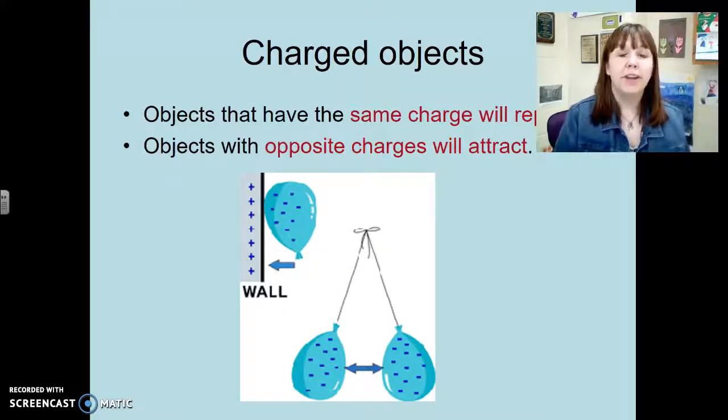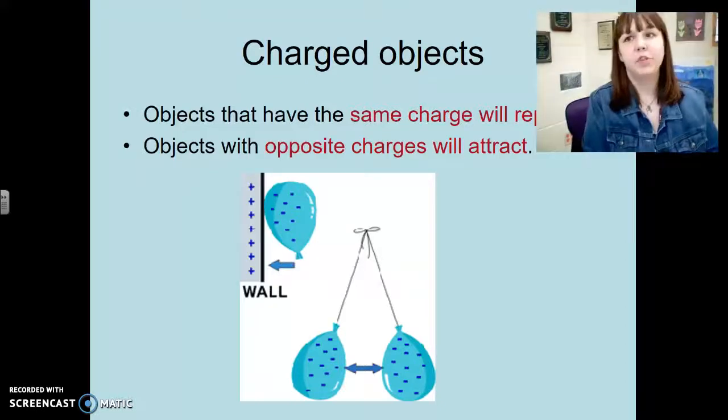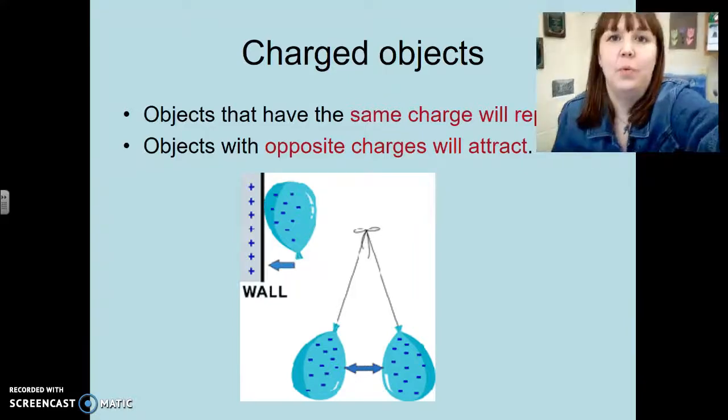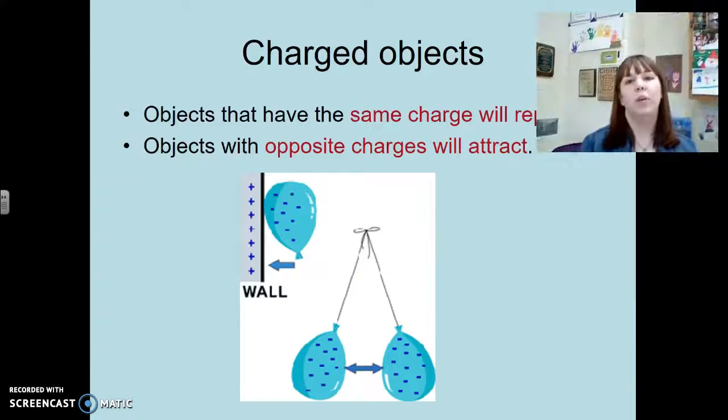Now, those objects that either receive or lose the electrons, when they become charged, if they have the same charge, then they will repel each other. If they have opposite charges, then they will attract. So opposites will attract and like charges will repel.